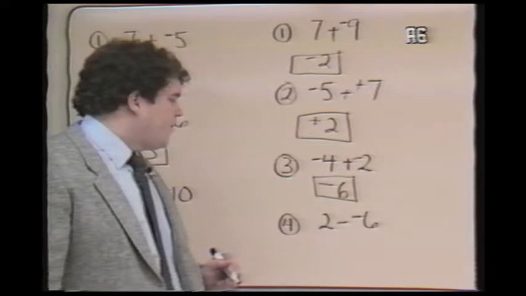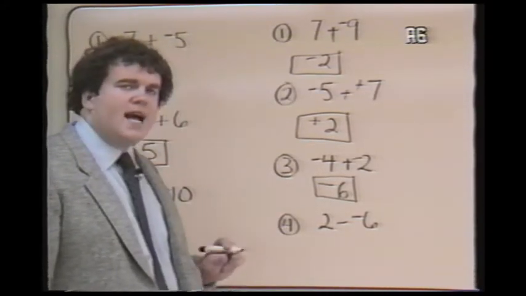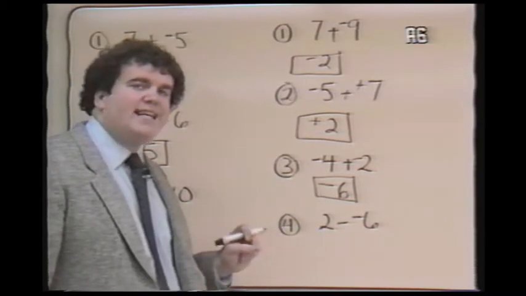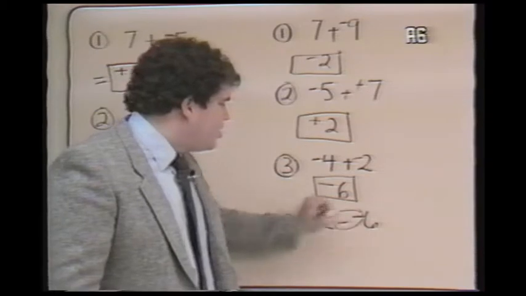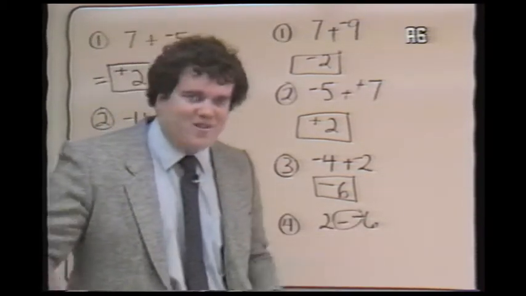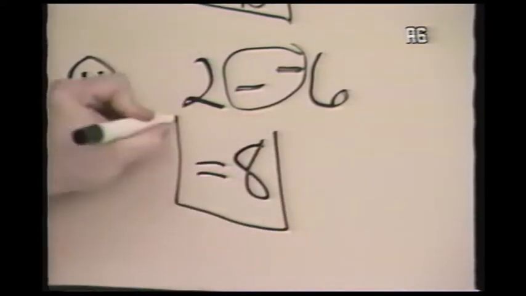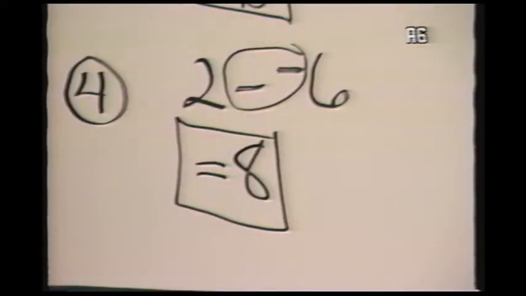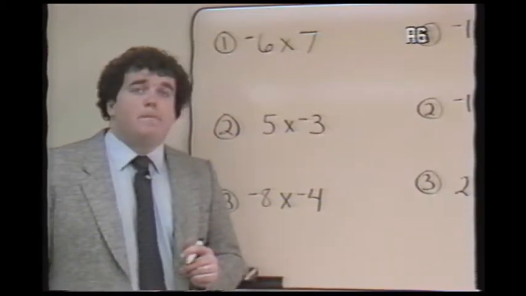Finally, problem number 4. 2 minus negative 6. Now, what did I say? I said subtracting a negative is the same as adding a positive. So 2 minus negative 6 is the same as 2 plus 6. And we all know that. 2 plus 6 is 8. The answer? 8.